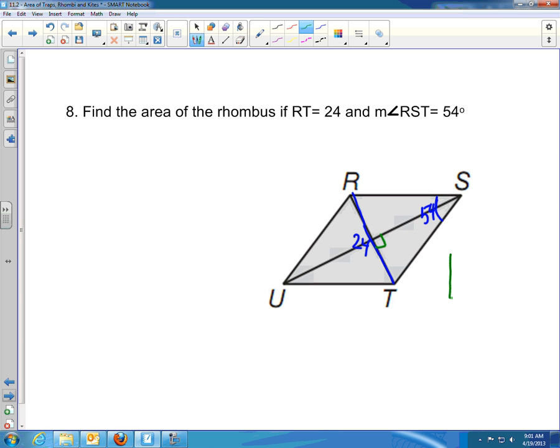So if I draw one of these out, so I'm just drawing maybe this one out. Let's fill in what we know. We know that this side here is 12, and this angle here is half of the 54, so it's 27, and we want to find this missing side. So think about that. Think about how you're going to find that missing side.